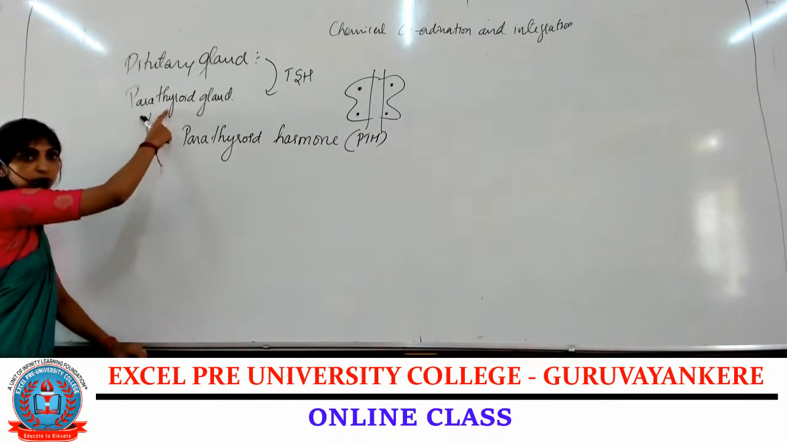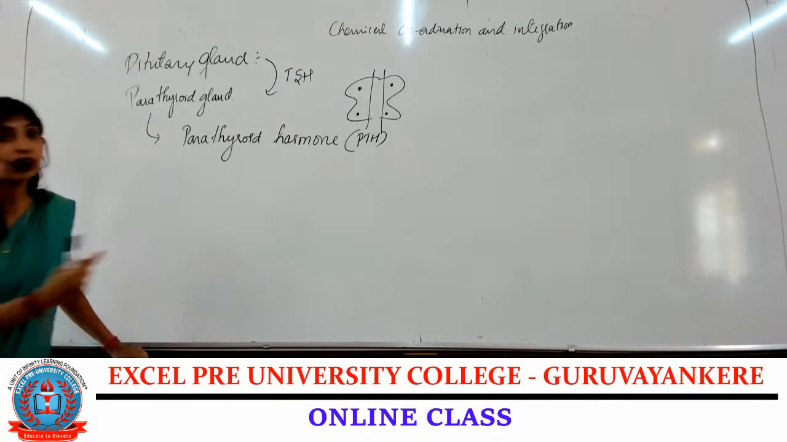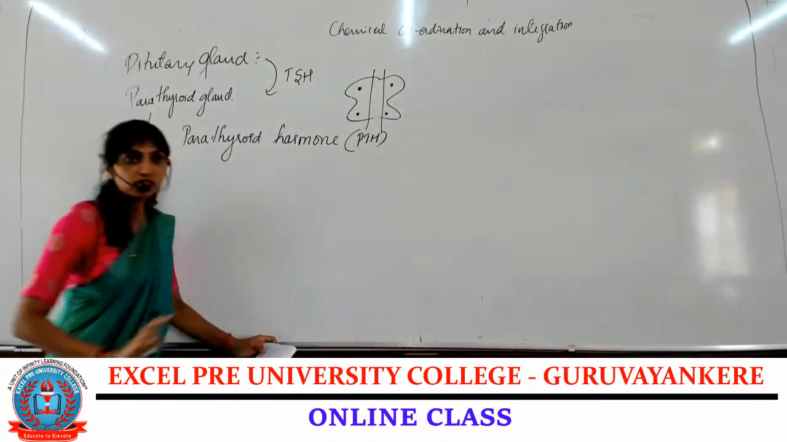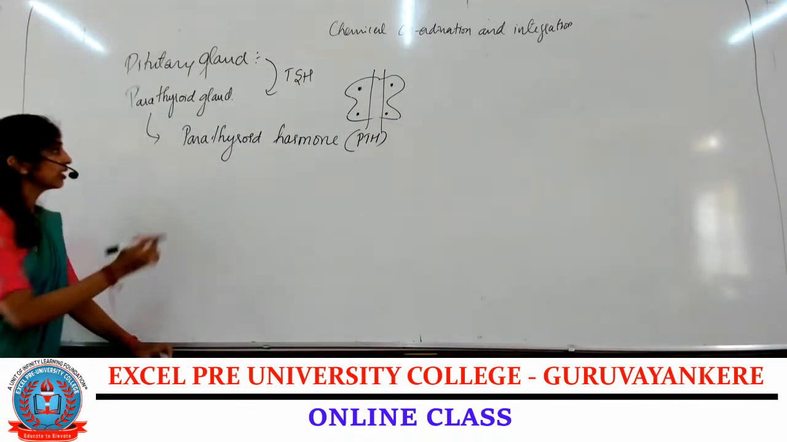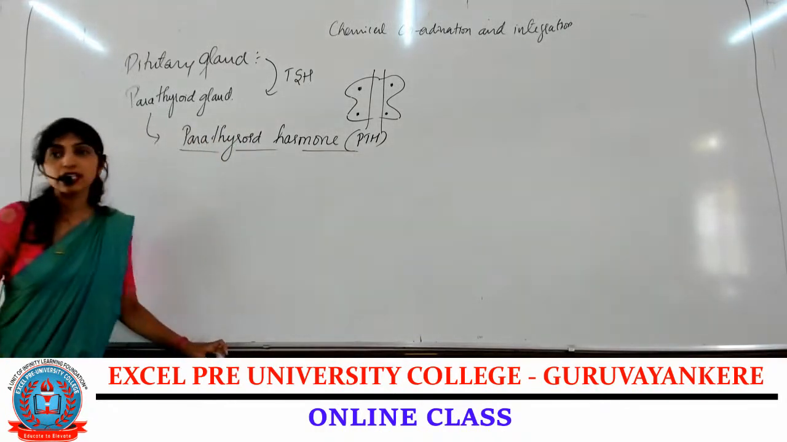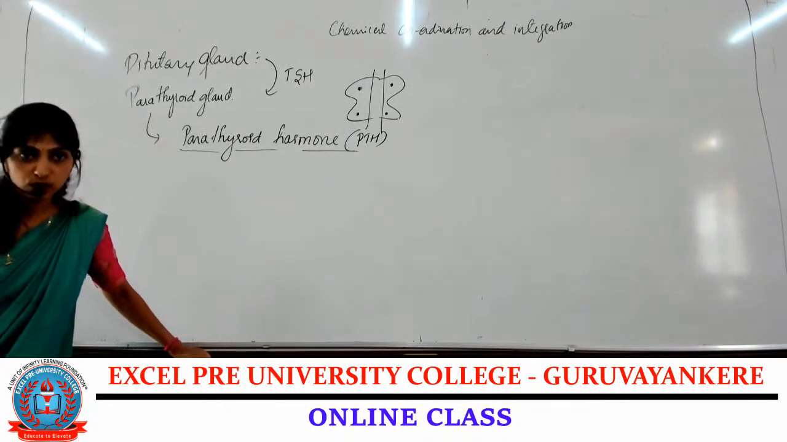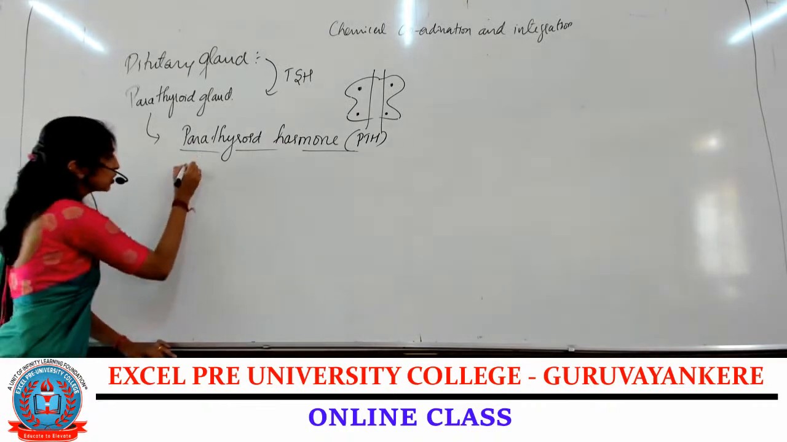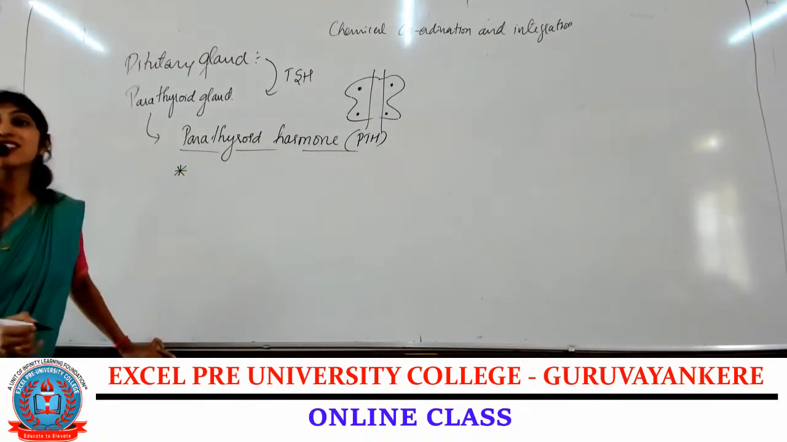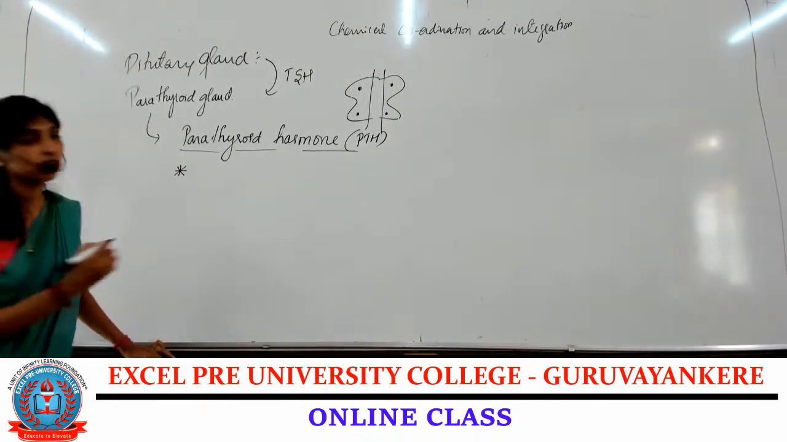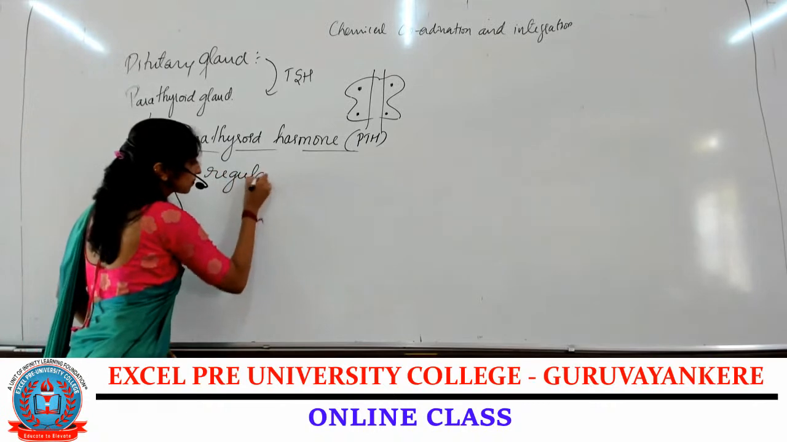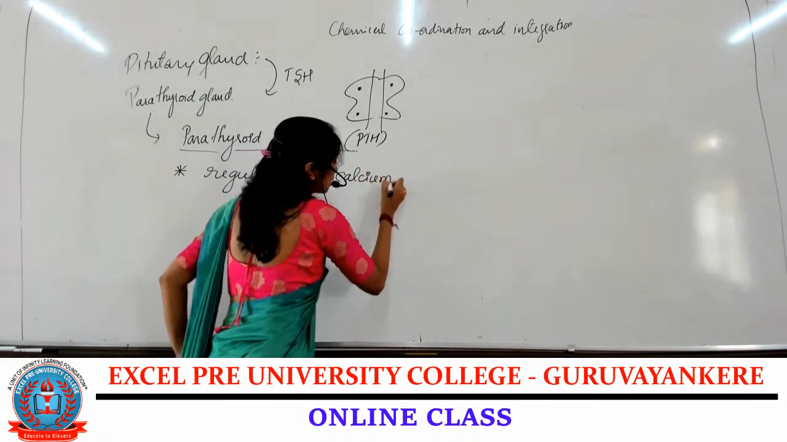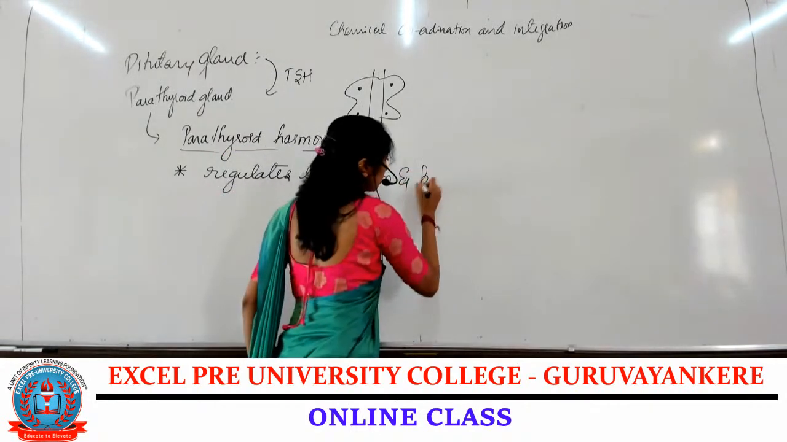Where is it located? On the dorsal side of the trachea, and in each lobe we have one pair of parathyroid glands. Totally we have two pairs of parathyroid glands. And what type of hormone are they secreting? Parathyroid hormone, which is also called PTH. Clear? Okay. Mainly, the function of this hormone is that it regulates the calcium level in the body. It regulates calcium and phosphate.